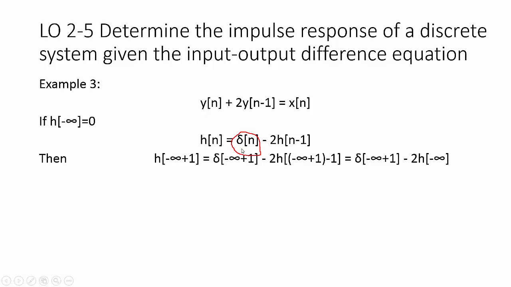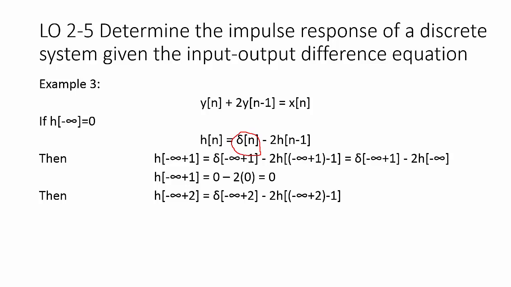And we know that delta of n only takes on non-zero values when the argument is 0. So at time negative infinity plus 1, that argument is not 0. So we know that delta of negative infinity plus 1 is 0. Therefore, at time n is negative infinity plus 1, our delta function is 0, and h of negative infinity is 0. Therefore, h of negative infinity plus 1 is 0.